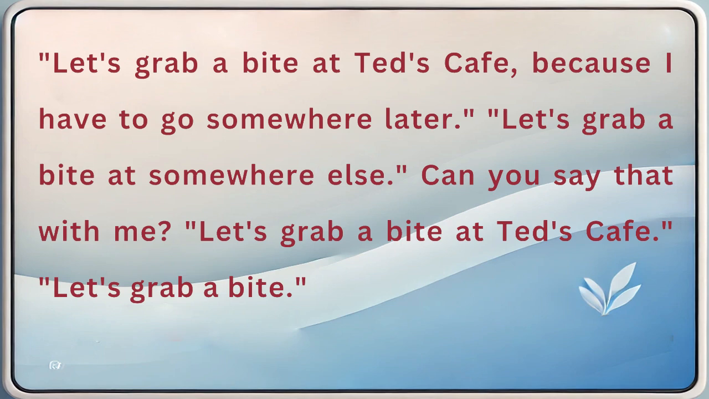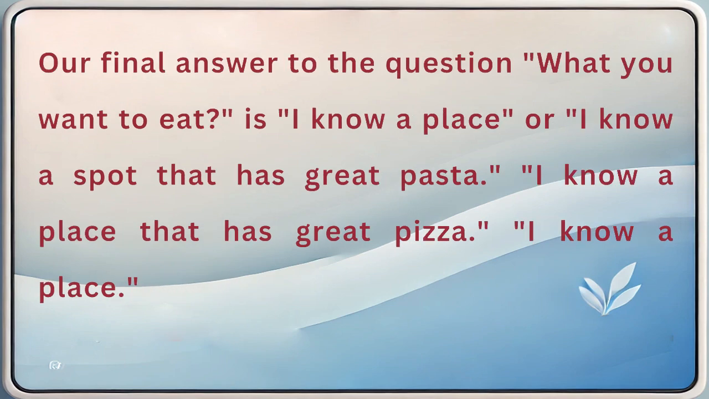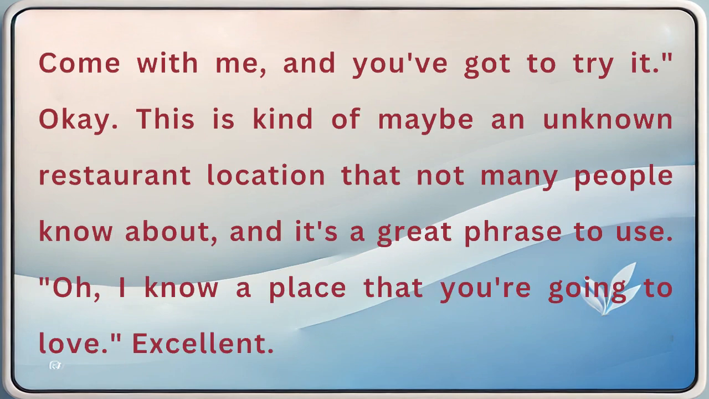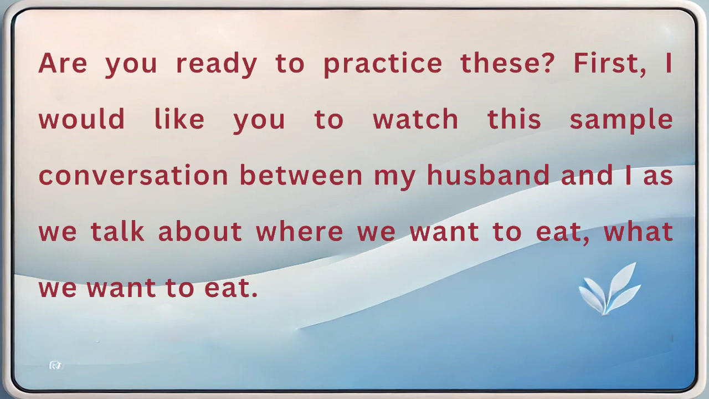Let's grab a bite. Our final answer to the question, what do you want to eat, is, I know a place, or I know a spot that has great pasta. I know a place that has great pizza. You could leave this simple and just say, I know a place. Come with me. But if you want to be a little less mysterious, you could say, oh, I know a place that has great pasta. Come with me, and you've got to try it. This is kind of maybe an unknown restaurant location that not many people know about, and it's a great phrase to use. Oh, I know a place that you're going to love. Excellent. Are you ready to practice these?